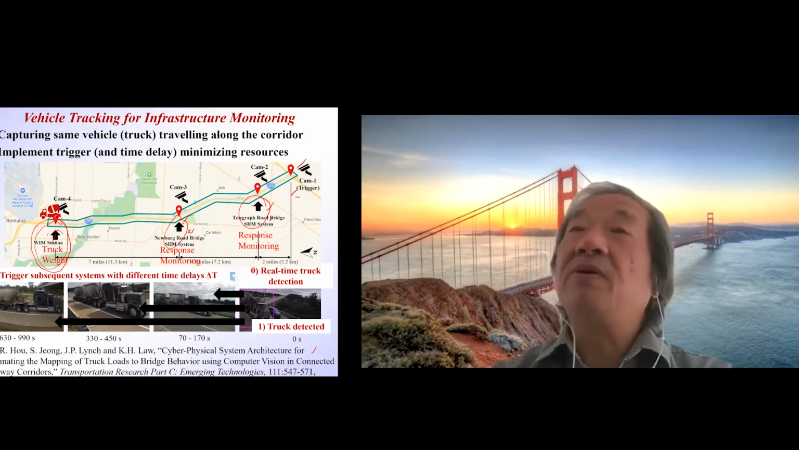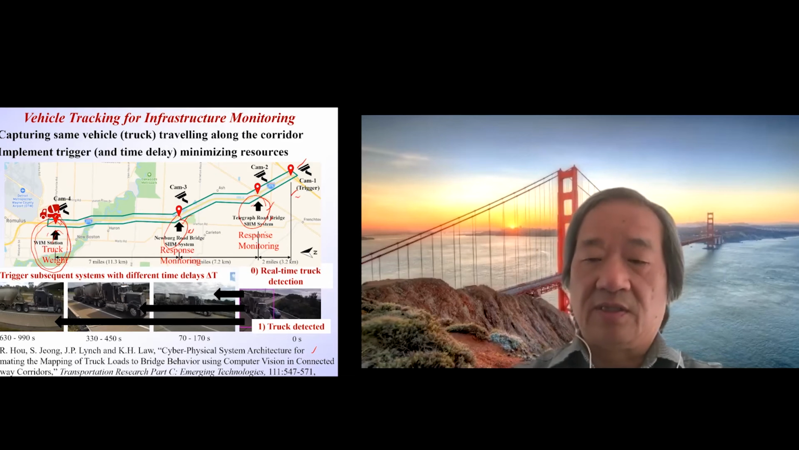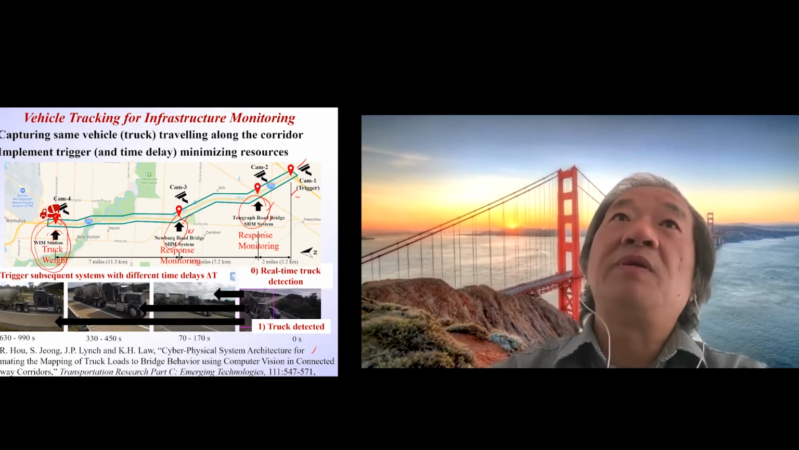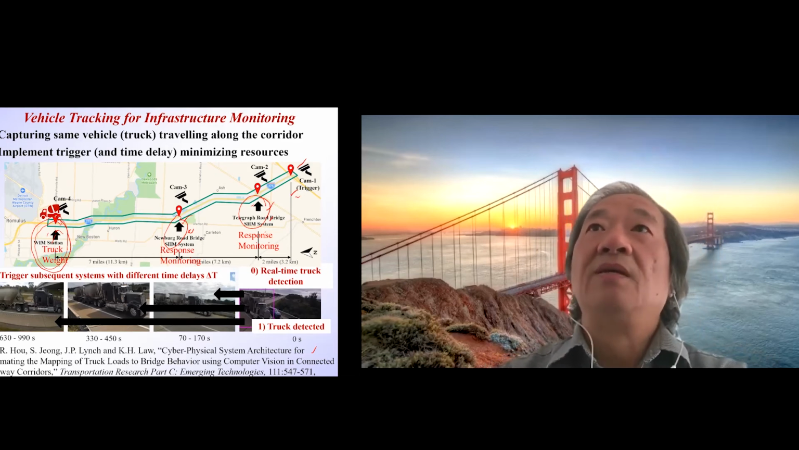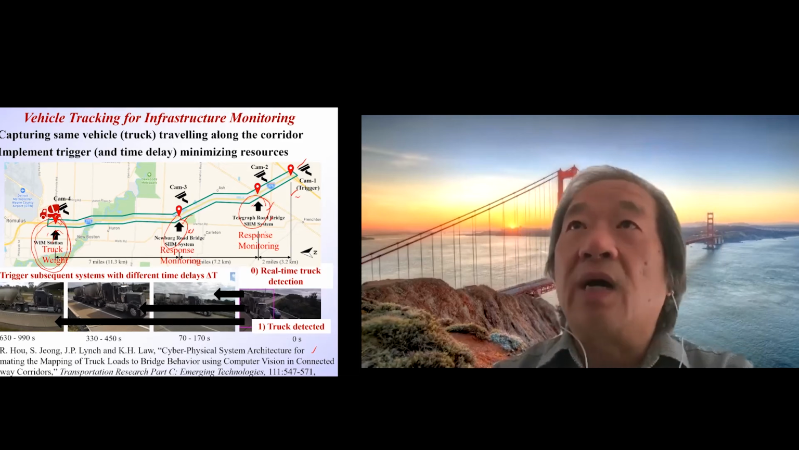Computer vision now is so powerful that we can actually do a lot of these things. So the first thing we want to be able to capture is, is it a truck? So we have a truck detection problem. We want to capture the same truck as it goes through.